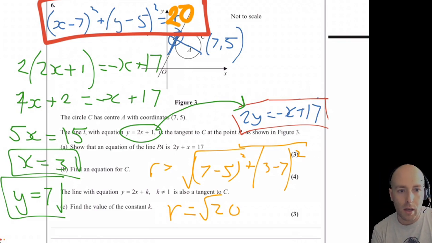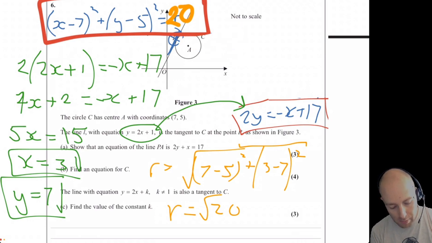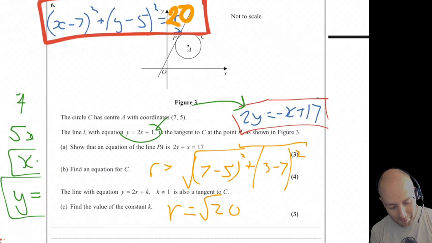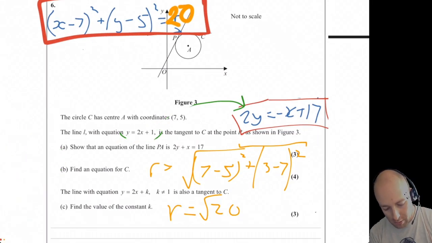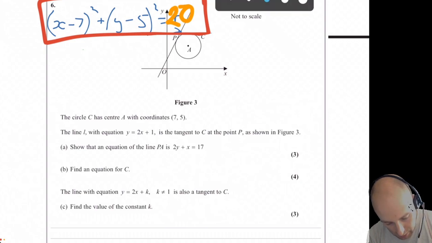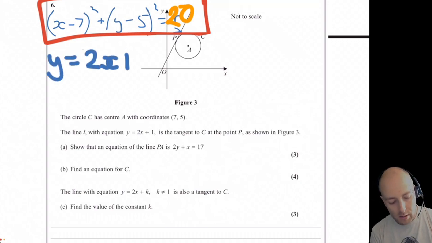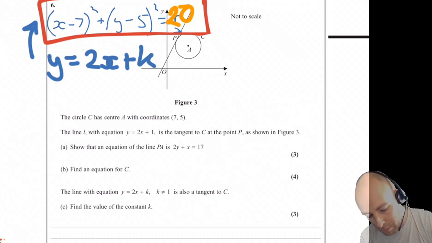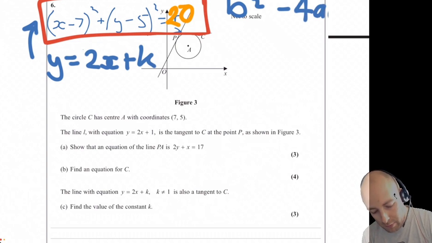Okay, next bit. This is where it gets a bit trickier. We have to use the discriminant. So we've got another line which is also a tangent. We want to find the value of the constant k. So the line that's also a tangent, y equals 2x plus k, is going to meet our circle in one place. So if we substitute them together, we get a quadratic, and that quadratic should have one root. So the discriminant b squared minus 4ac should equal 0.